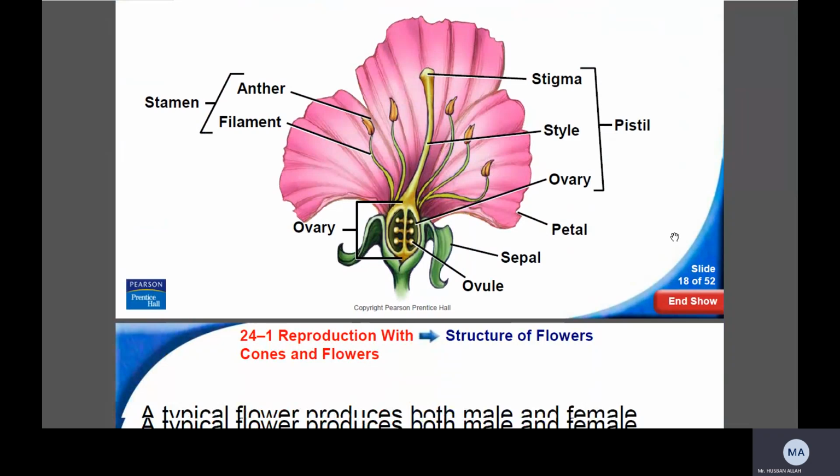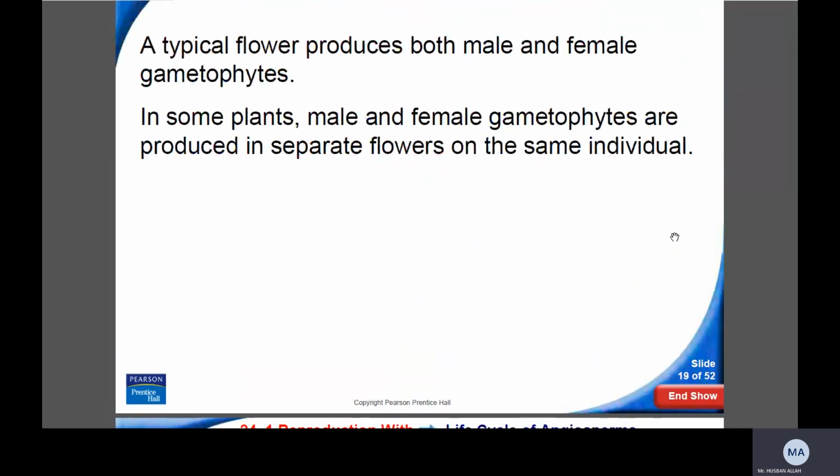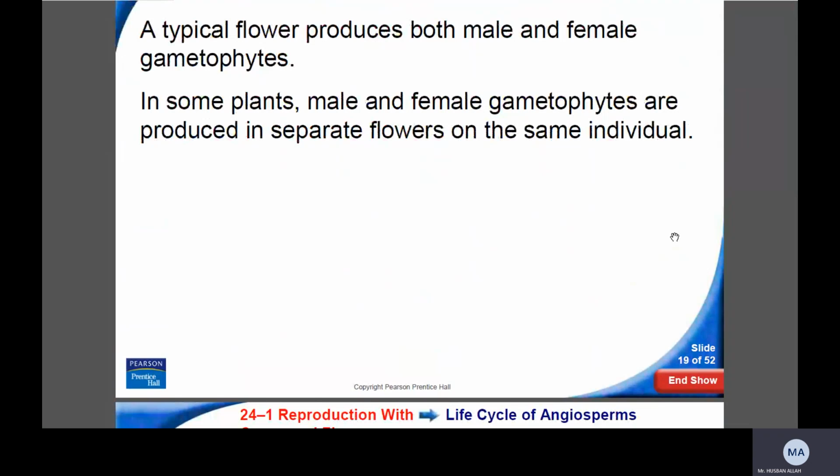Clear? Okay, next. A typical flower produces both male and female gametophytes. In some plants, male and female gametophytes are produced in separate flowers on the same individual. One plant has two, three flowers, or 3, 4, 5, 10 flowers, so one flower contains male and other flowers contain female.